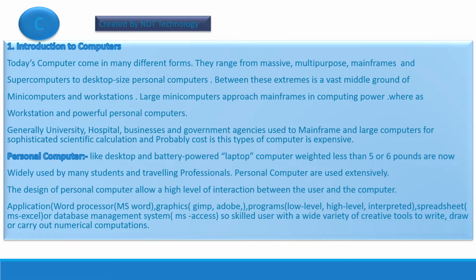And apart from these, there are applications we use on these computers, like a word processor for creating documents and Word projects, for example MS Word. If you want to create graphics or designs, we can use Paint, GIMP, or Adobe Photoshop, which is used for graphic design. Then programs: we can write any kind of program, low level, high level, interpreted, right? These kinds of programs are also written on these computers.